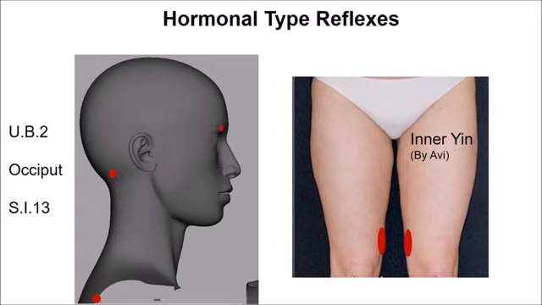The hormonal type reflexes are UB2 and the occiput, UB10 area, as well as just above the occiput, and small intestine 13 may show up as well. I also find a strong correlation between a hormonal type and bumps or sensitivity on the inner thigh above the knee at inner yin.